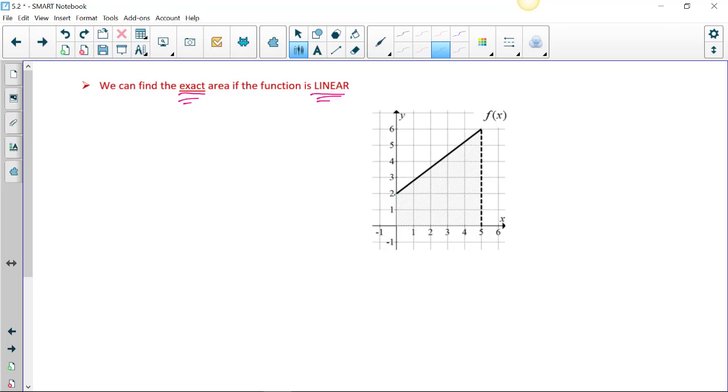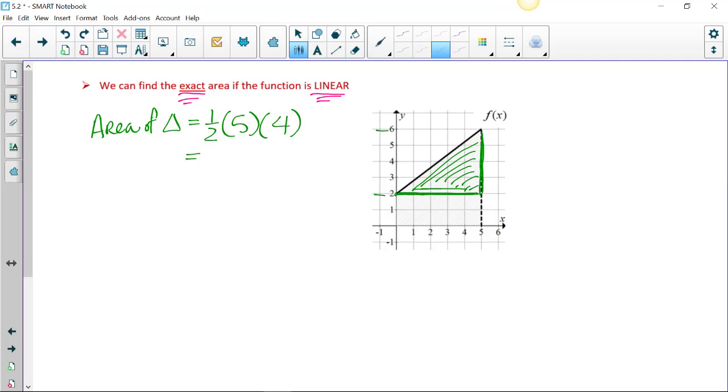So I can divide this up into, I see I have a triangle here, right? So I could say the area of the triangle. How do you find the area of a triangle? 1/2 base times height. So my base could be this side here, which would be 5. And the height would be this side here, which would be from 2 to 6 is 4. So the area of the triangle is 10.